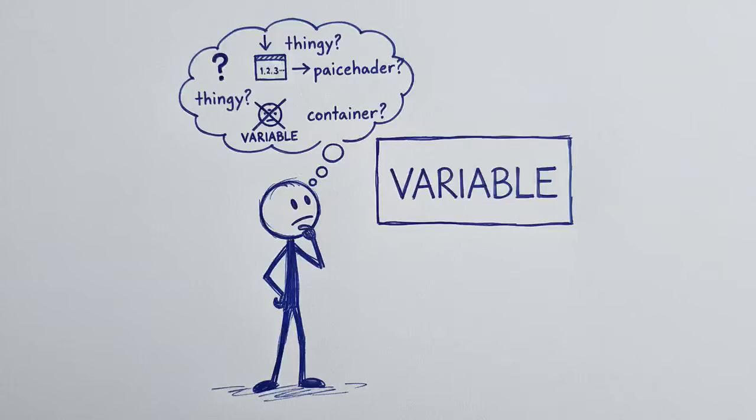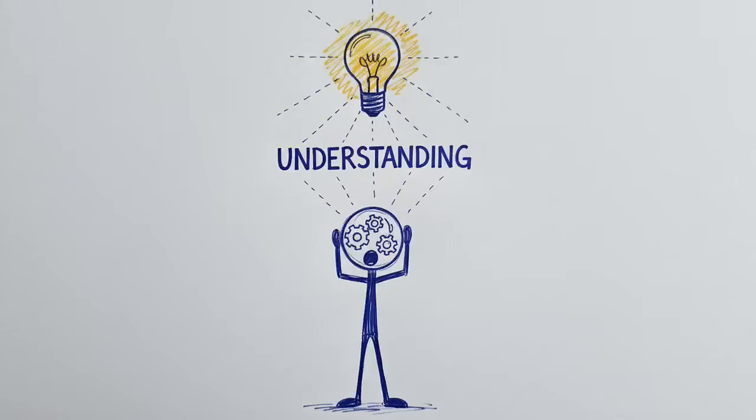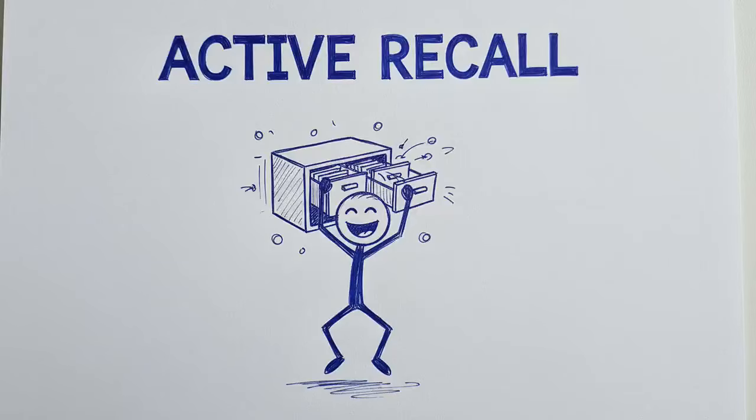For our Python example, after learning about variables, you would try to explain what a variable is without using the word variable. It is like a labeled box where you can keep a number or a word to use later. This active process forces your brain to build a solid, intuitive understanding of the core concepts. Another powerful method for assimilation is active recall.